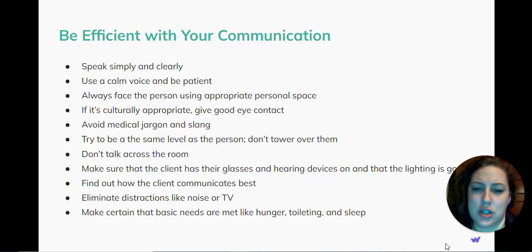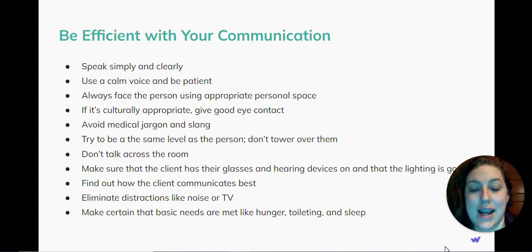How to be more efficient with your communication. Speak simply and clearly. Use a calm voice and be patient. Always face the person and use appropriate personal space. If it's culturally appropriate, give good eye contact. Avoid medical jargon and slang. Try to be at the same level as the person. Don't tower over them. Don't talk across the room.